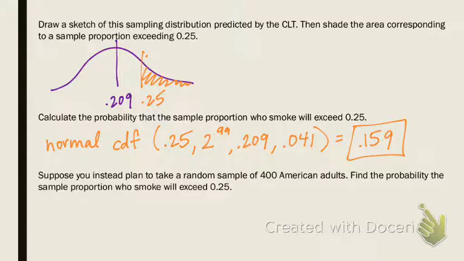Okay, last part, part E. It wants us to change the sample size from 100 to 400. What's the only thing that changes? The standard deviation. So we need to find a new standard deviation. It's going to get smaller.